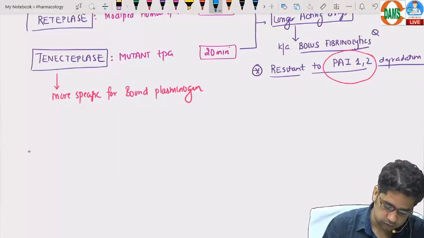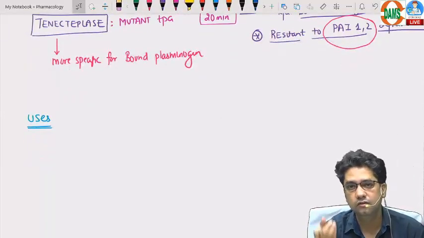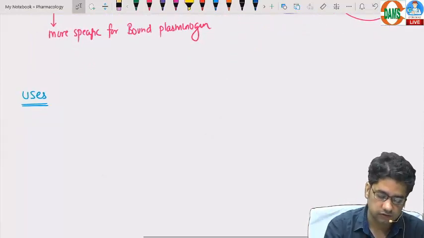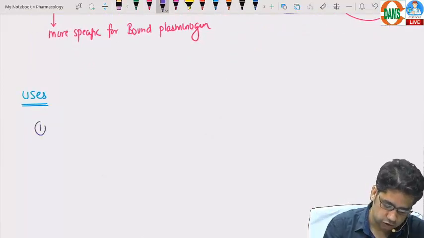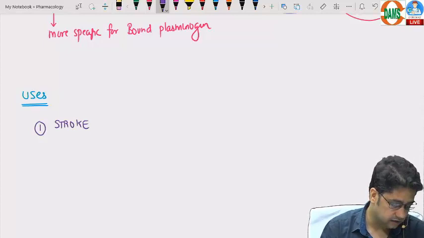Now let's see the uses of fibrinolytics. Sir, they are very dangerous drugs. Only 2-3 uses. The first use is in one of those deadly diseases, stroke. The patient dies in it, sir, so what to do?